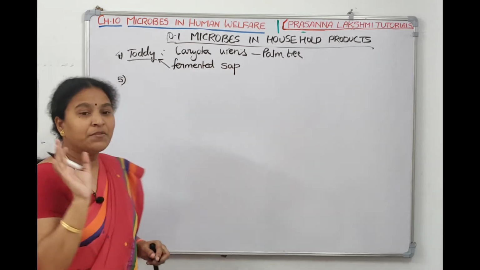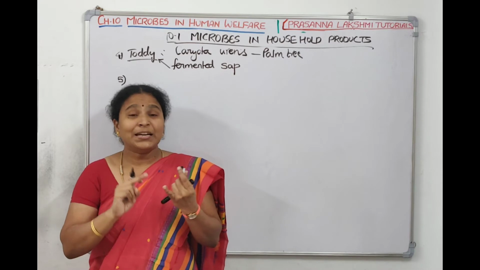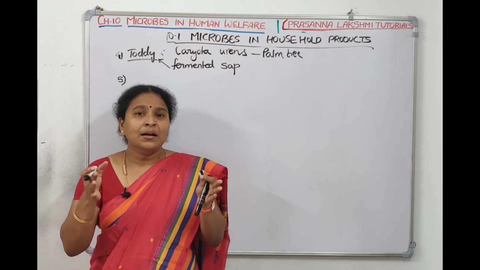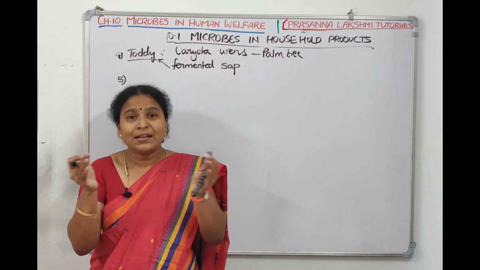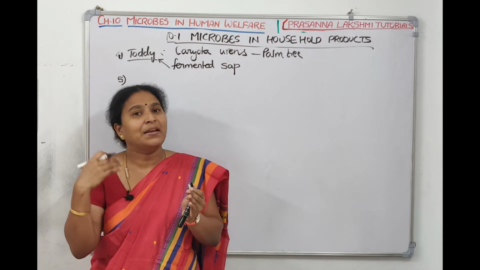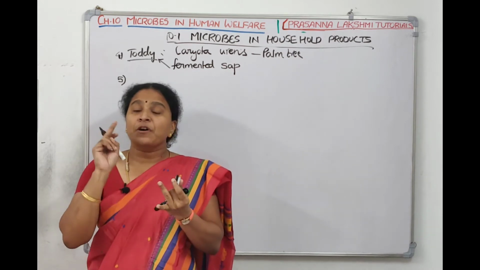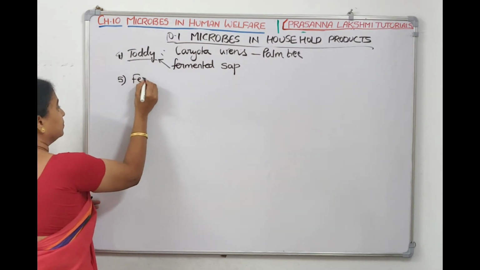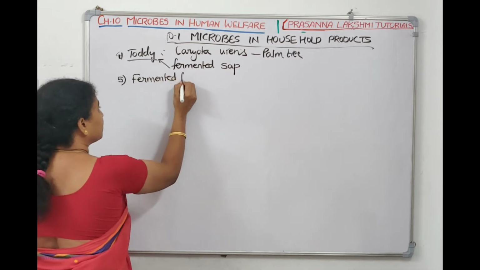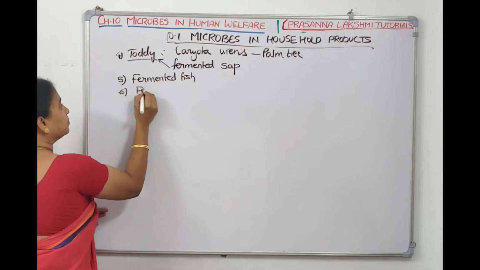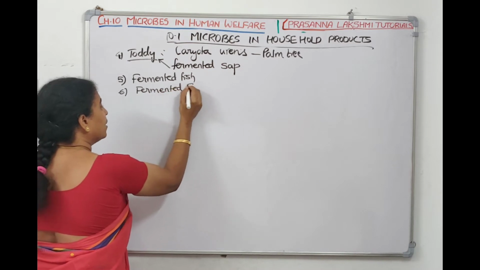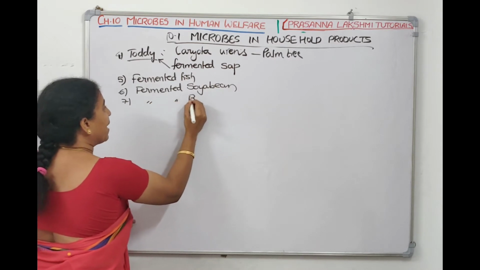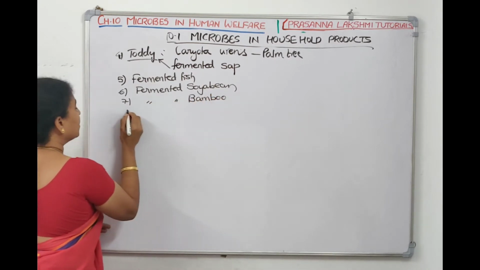This is the fifth product we can take. Next we can talk about fermented fish. Fermented soya sauce, we use it in Chinese preparations, and in Kerala fermented bamboo shoots. Inside that hollow fermented bamboo shoots, they prepare many delicious dishes. So fermented fish, fermented soya and fermented bamboo are also edible, right? Fermented fish is one example. Then fermented soya bean, and the next one is fermented bamboo. All these are the examples.